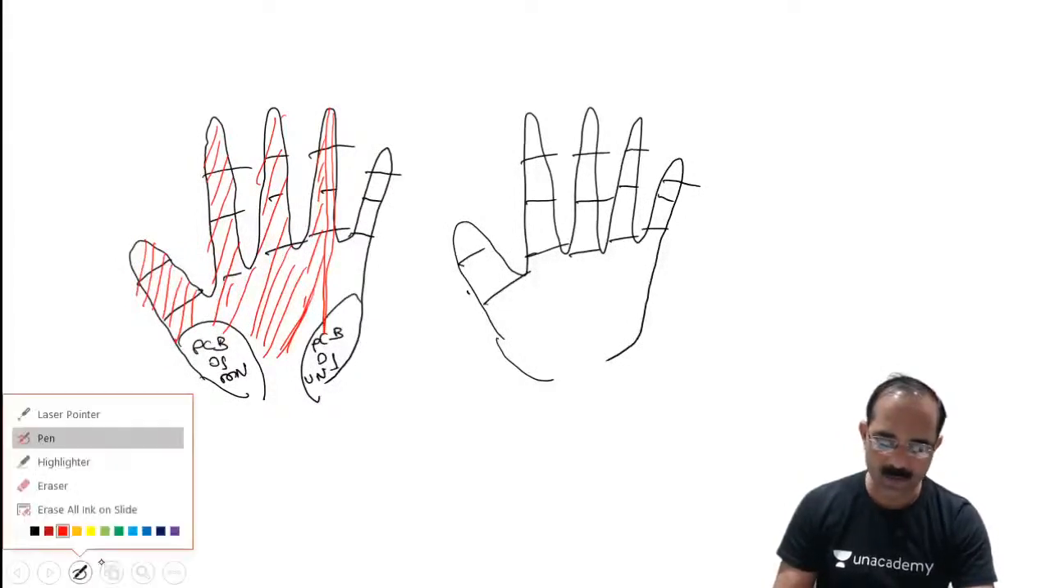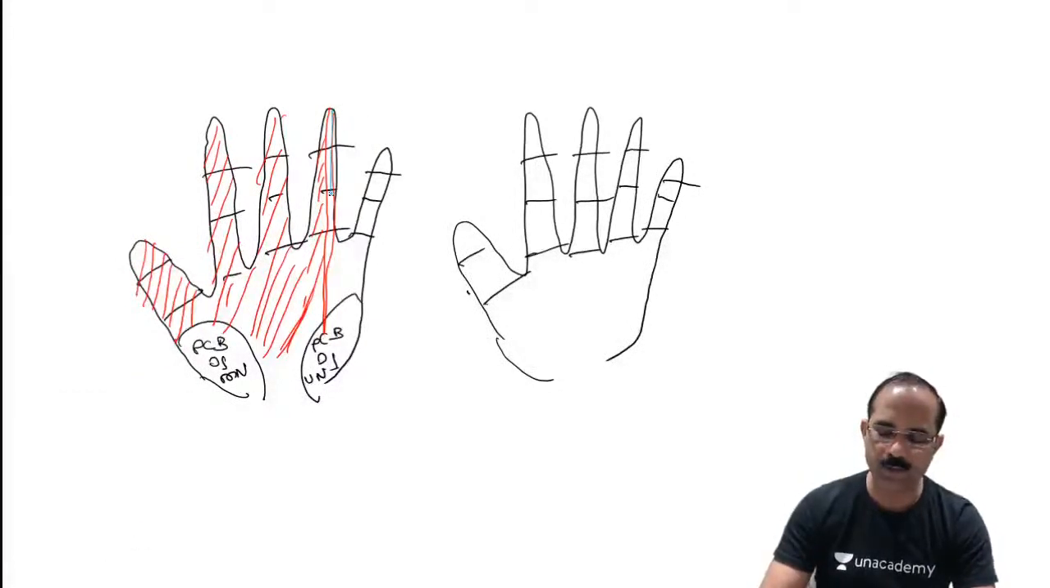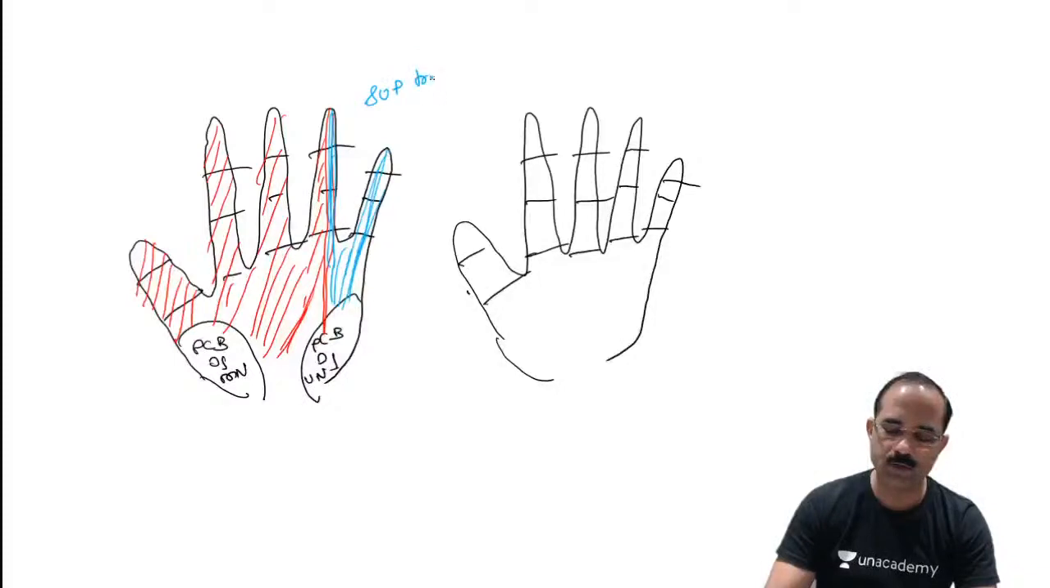Who supplies this 1.5 fingers on the palmar aspect? याद है आपको? This 1.5 fingers is supplied by whom? This is supplied by the superficial branch of ulnar nerve. And this is supplied by whom? Median nerve. This is supplied by the median nerve.